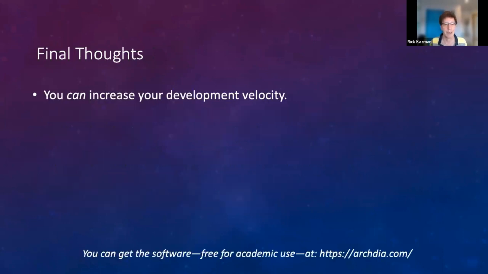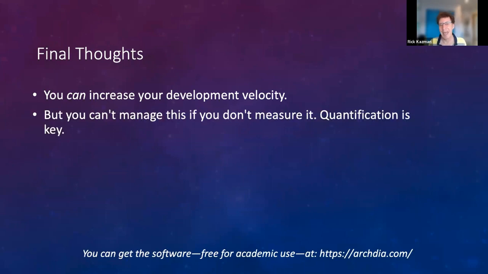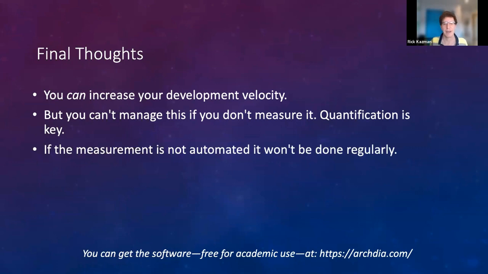And a number of companies are actually using this now in their development process, in their nightly builds or review process. So final thoughts. Yes, you can increase your development velocity. You can't manage it if you don't measure it, though. That was the guy rowing the boat, right? He had no way to measure how bad life was, and so he was just working hard. Quantification is key for this. And it needs to be automated. If it's not automated, it won't be done, or it won't be done regularly.